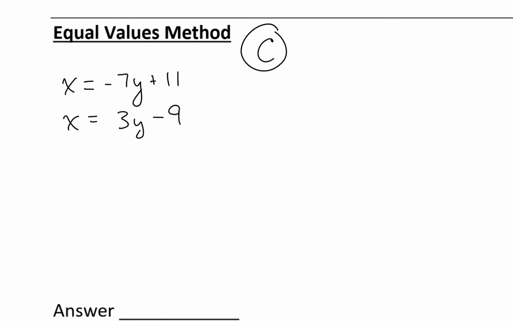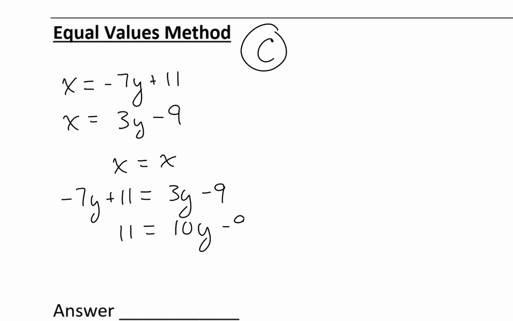My thinking is that if we're trying to find when these two lines meet on the Cartesian coordinate plane, their x values would have to be the same. So I can say x is x. Then I take the first expression for x that involves y, negative 7y plus 11, and that equals 3y minus 9. If I add 7y to both sides, I get 11 equals 10y minus 9.